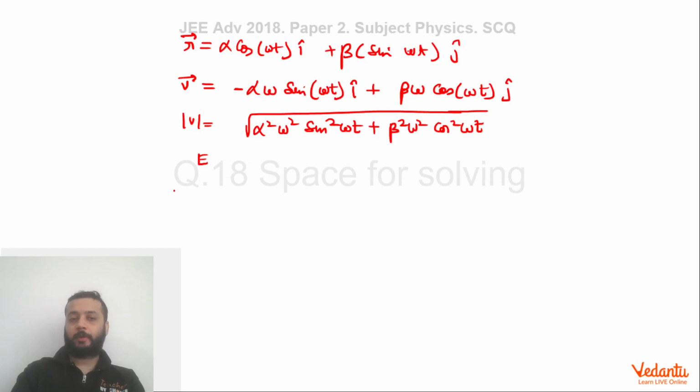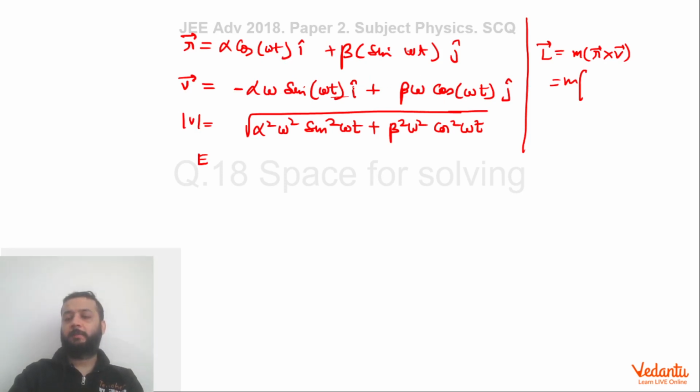Now let's try to talk about angular momentum. So if you talk about angular momentum, L will be m into r cross velocity. If you do r cross velocity, this vector cross this vector: alpha omega cos omega t cross alpha omega sin omega t, this will be 0. i cross i is 0.